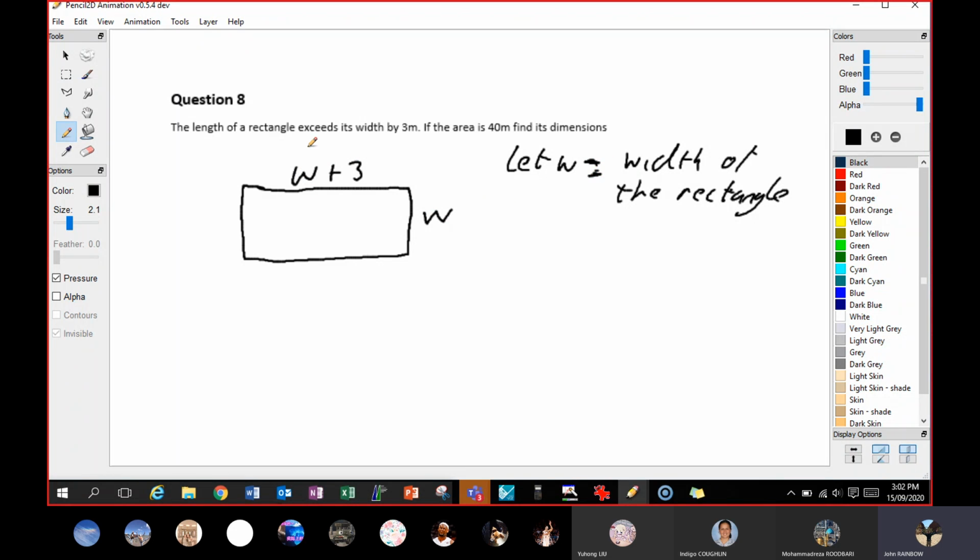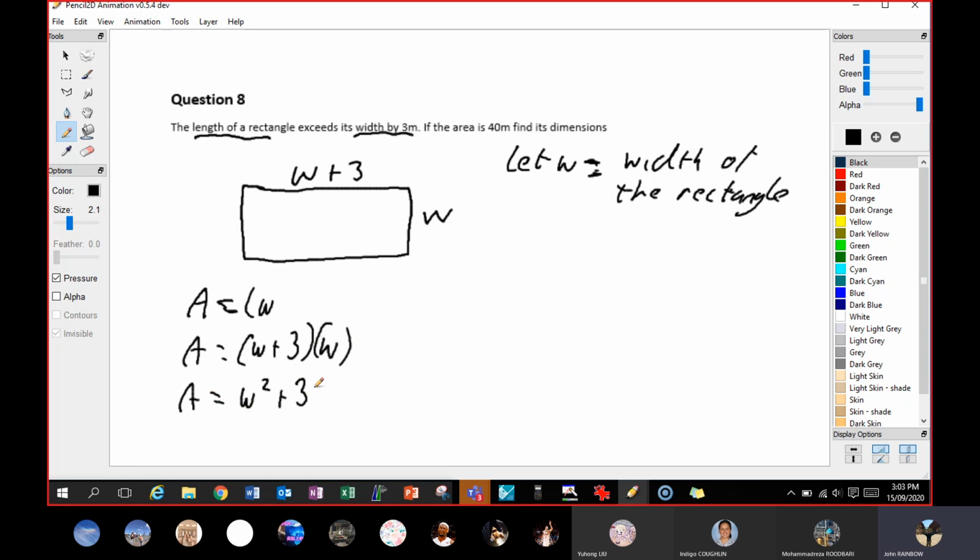This is a width plus 3, which is where we got it. The length of the rectangle exceeds its width by 3 meters, so it's 3 meters more. We know that the area is 40 meters. So really the area formula for a rectangle is length times width. Now we know the length in terms of W, so area equals W plus 3, times W. So the area will equal W squared plus 3W.